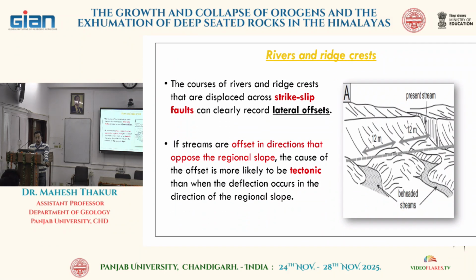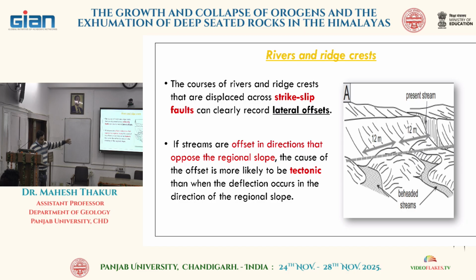So rivers and ridge crests. The course of the river and the ridge crest that are displaced across a strike slip fault can clearly record the lateral offsets. In this case, we have a stream which is coming, and then there is a strike slip fault which is causing beheaded streams. And in this case, we can calculate the offset of the stream, and from that we can calculate whether it's a dextral fault or a sinistral fault. So that kind of information we can calculate.